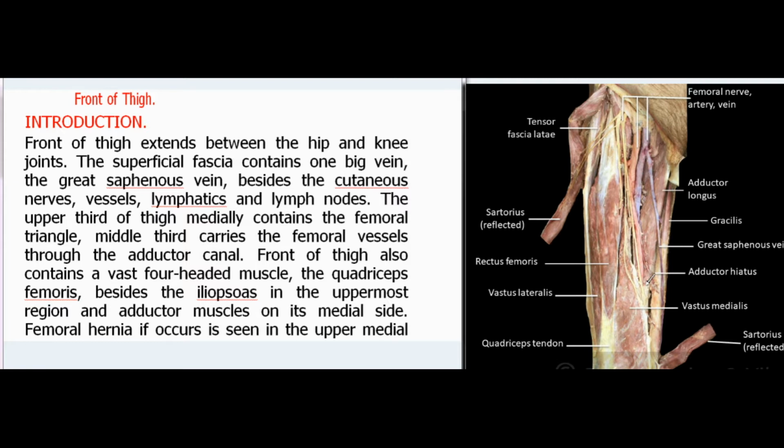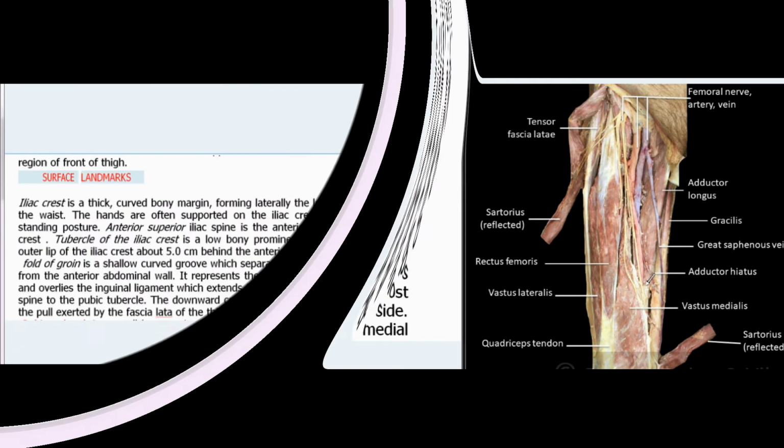The front of the thigh also contains a vast four-headed muscle, the quadriceps femoris, besides the iliopsoas in the uppermost region and adductor muscles on its medial side. Femoral hernia, if it occurs, is seen in the upper medial region of the front of the thigh.